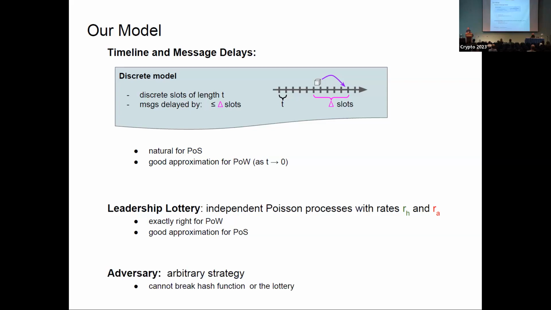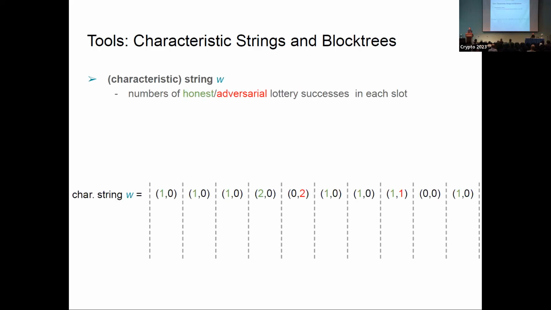Finally, we consider adversaries that can execute an arbitrary strategy to break settlement, as long as they do not break the hash function that keeps the hash tree together, and they cannot break the lottery mechanism that distributes the right to create new blocks. I will now introduce you to the tools that we use to describe an execution of such a protocol. These are characteristic strings and block trees. A characteristic string is simply a string where each symbol corresponds to one slot of the execution, and the symbol contains both the number of honest and adversarial lottery successes in that slot. You can see an example on this slide.